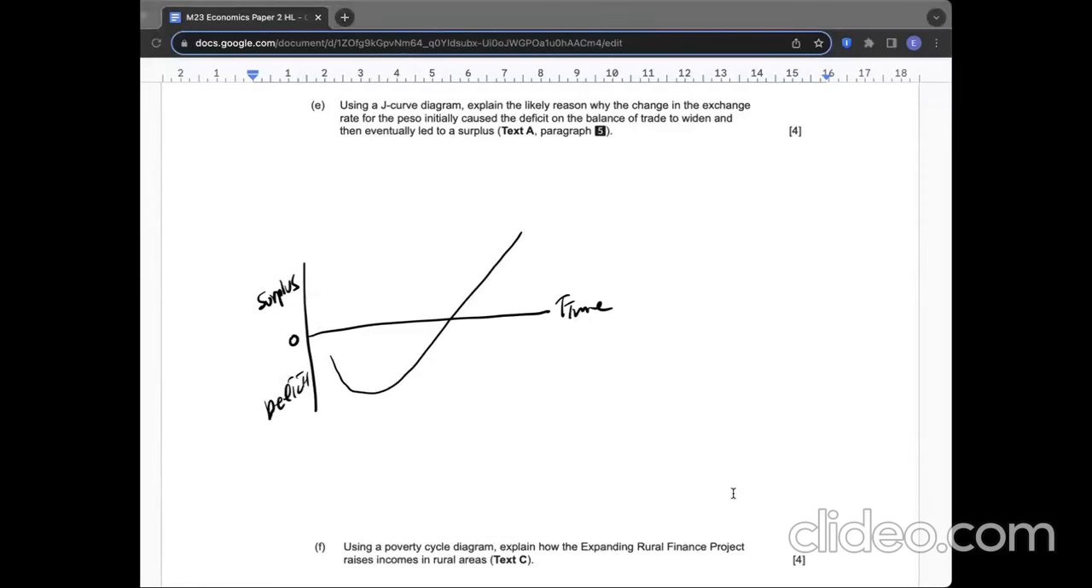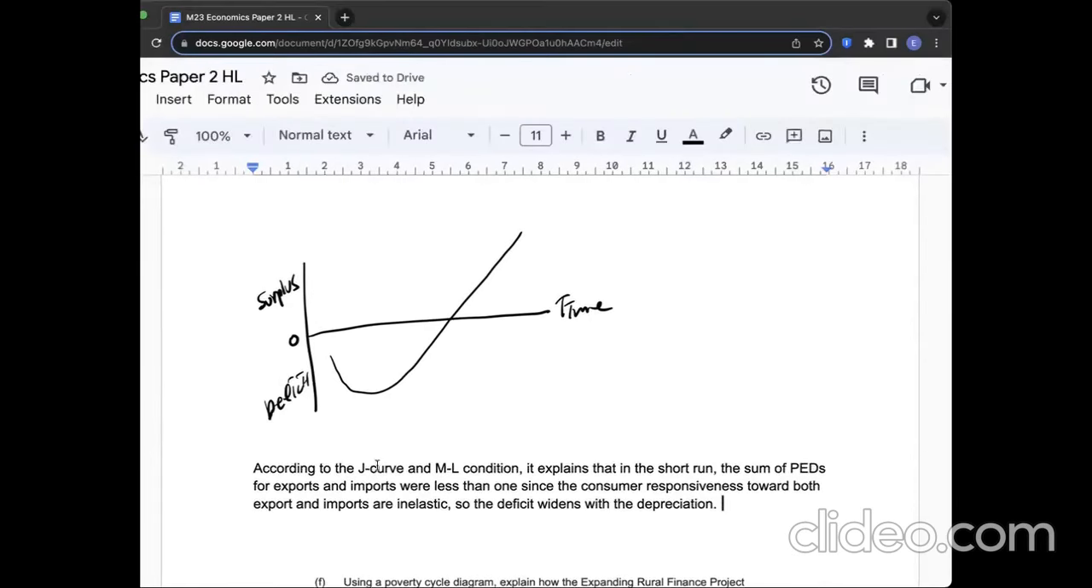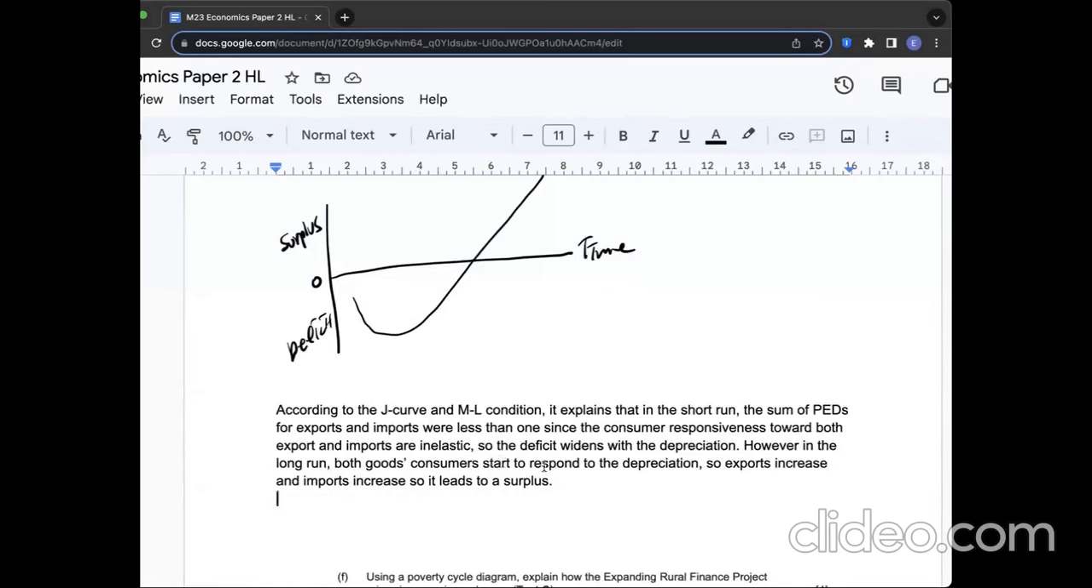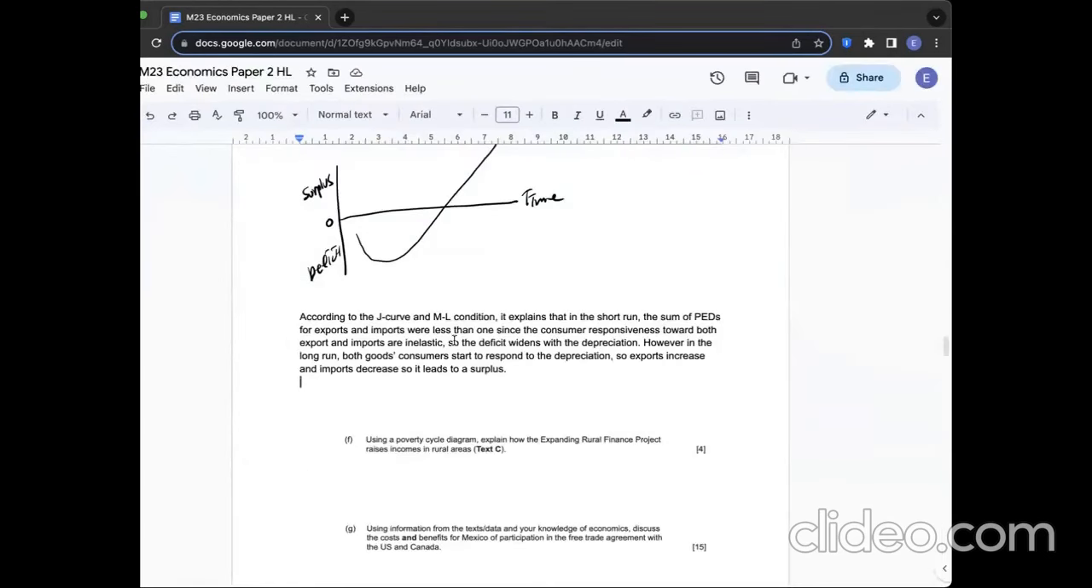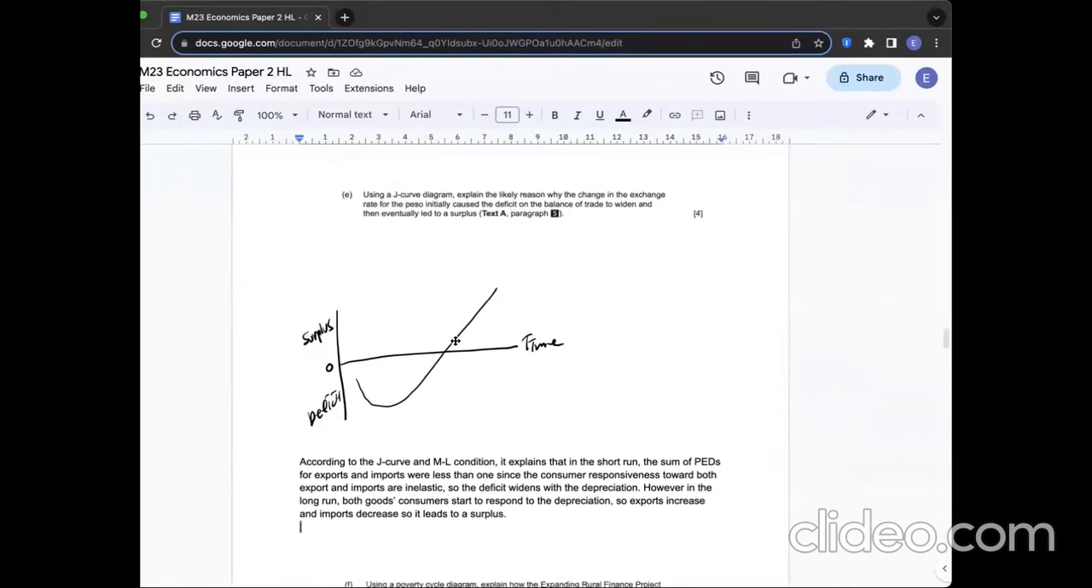Why? If I explain, according to the J-curve and the Marshall-Lerner condition, in the short run, in other words here, the sum of the price elasticities of demand (PEDs) for export and import is less than 1. In other words, people, both foreigners and domestic consumers, don't really know what happened to the product prices, or they lack time to find proper alternatives within the short term, so their PEDs are inelastic in the short term. In the long run, both goods consumers start to respond to the depreciation. Therefore, exports increase and imports decrease, which will result in a trade surplus.